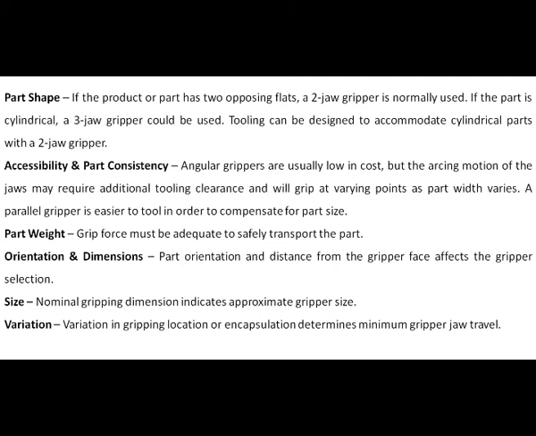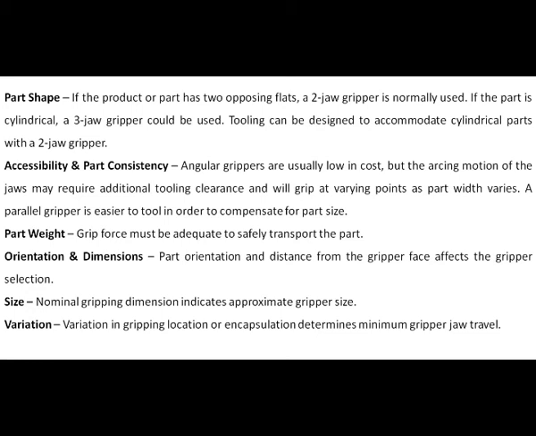Here, angular grippers are usually low in cost, but the arcing motion of the jaws may require additional tooling clearance and will grip at varying points. A parallel gripper is easier to tool in order to compensate for part size. Part weight: grip force must be adequate to safely transport the part.